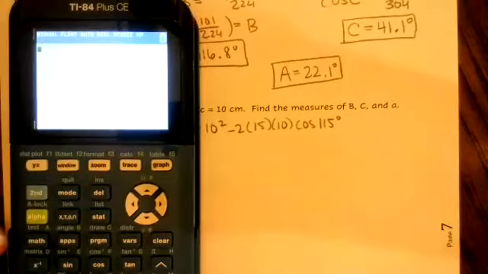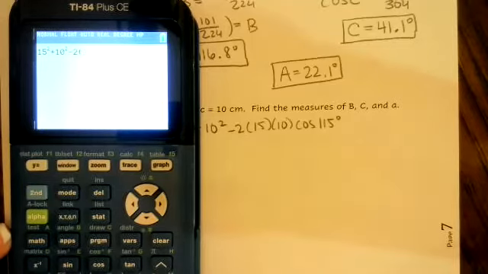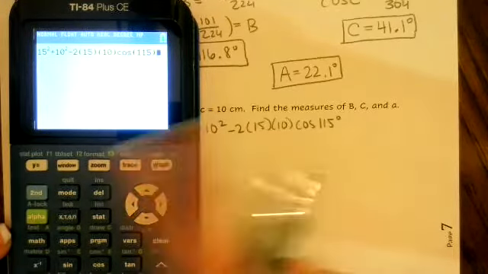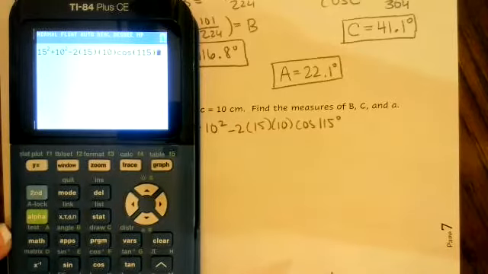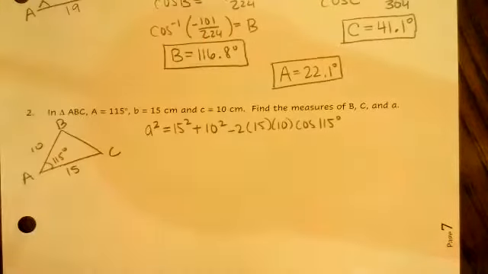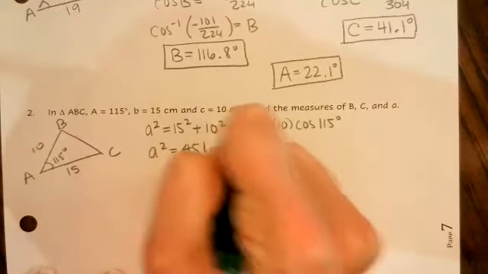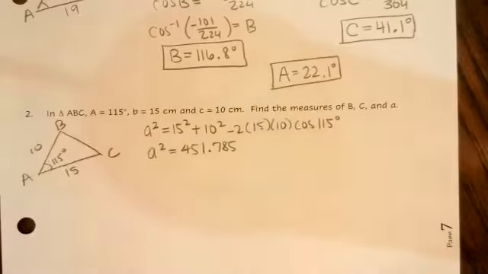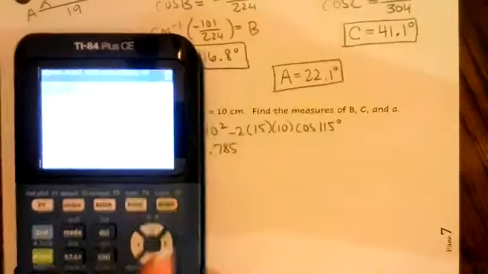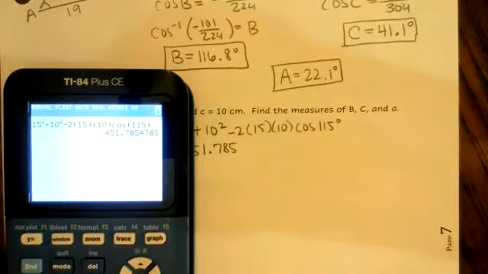So we're going to get 15 squared plus 10 squared minus 2 times 15 times 10 times the cosine of 115. You do want to make sure you're in degree mode. I'd hate for you to do all this work and then not get it correct because you had it in the wrong mode. So make sure that you've gone to mode and verified that it's in degree. And so that gives us 451.79. So we've got A squared is equal to 451.785. Now, I did round it to put it on my piece of paper there, but I'm not going to round it when I actually try and find the number.